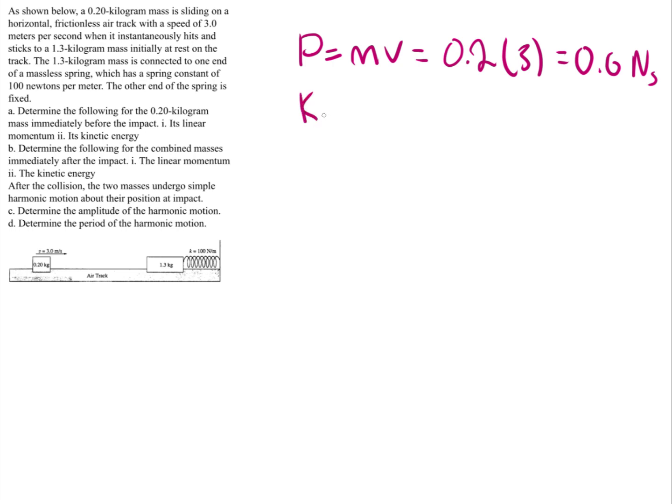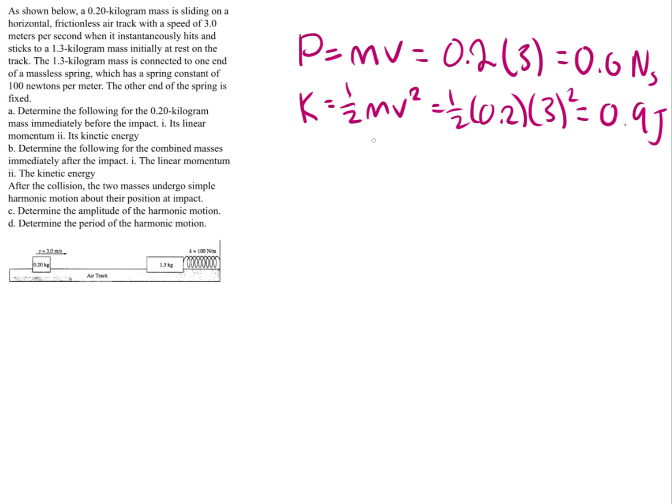And the kinetic energy is given by 1/2 mv squared. We just plug everything in again. It's 1/2 times 0.2 times 3 squared, and that is equal to 0.9 joules of energy. So this is before the impact. Before the impact, momentum equals 0.6 newton seconds, and kinetic energy equals 0.9 joules.